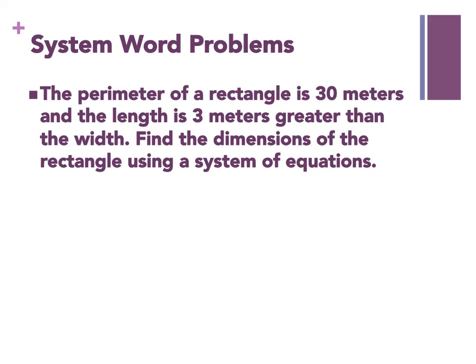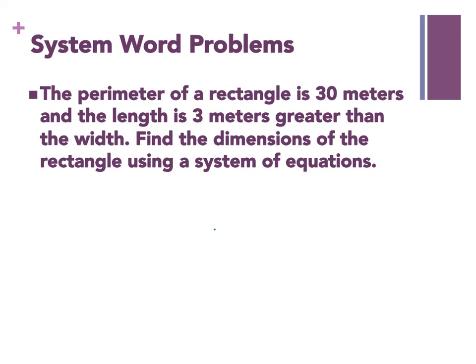All right, this last example is one of the applications of the word problems for systems. It says the perimeter of a rectangle is 30 meters and the length is 3 meters greater than the width. Find the dimensions of the rectangle using a system of equations. So one of the things to note is that you can actually solve this without using a system, but it's asking you to do that. So we're going to set up the system first and then solve it.